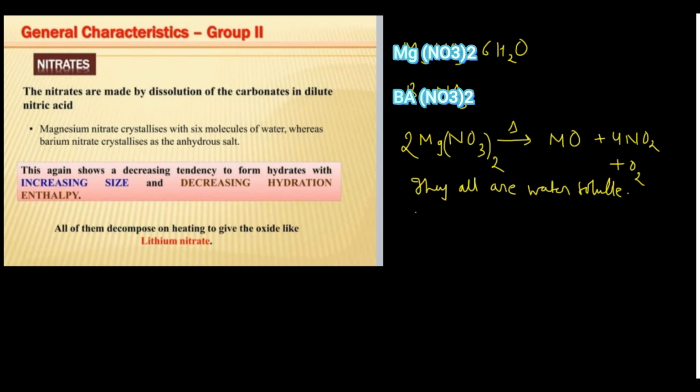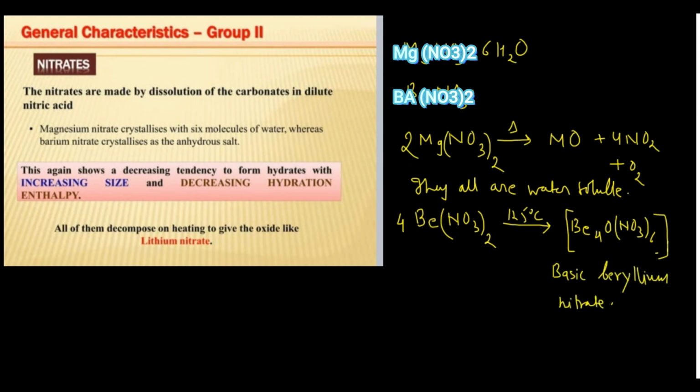So you can see here a very important feature which you should remember. Beryllium also forms this nitrate, the normal nitrate. But if you heat this beryllium nitrate somewhere around 125 degrees centigrade, it forms the basic nitrate also, which is covalent in nature. Basic beryllium nitrate. This property is only for beryllium nitrate, while other metal ions cannot form these basic nitrates.